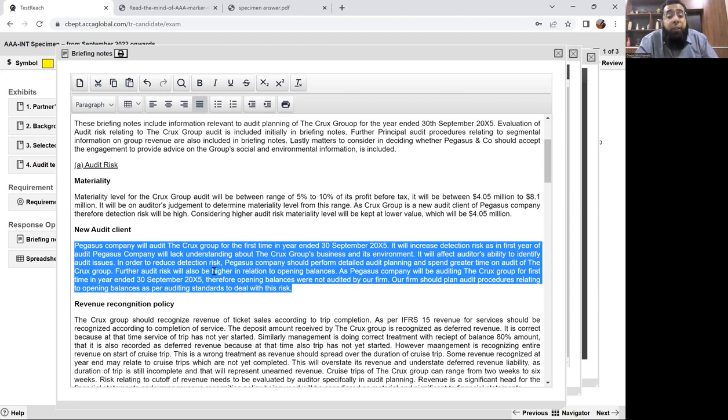Further, audit risk will also be higher in relation to opening balances. As Pegasus company will be auditing the Crux Group for the first time in the year ended 30th September 2005, the opening balances were not audited by our firm. Our firm should plan audit procedures relating to opening balances as per auditing standards to deal with this risk. So if you look at it, we identified the risk, we explained it in detail.